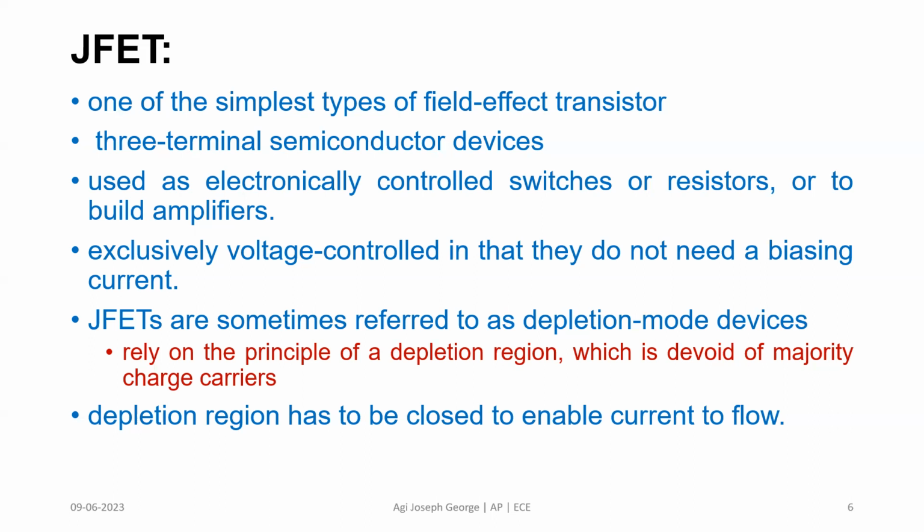So JFET and MOSFET all work on the principle of the depletion region. That is, there is a channel through which the current passes, and that channel length or the amount of current is controlled by adjusting the depletion region. So that is the major principle of JFET.